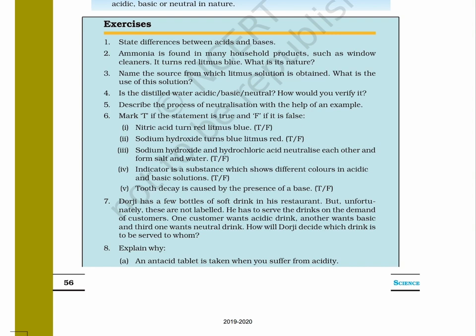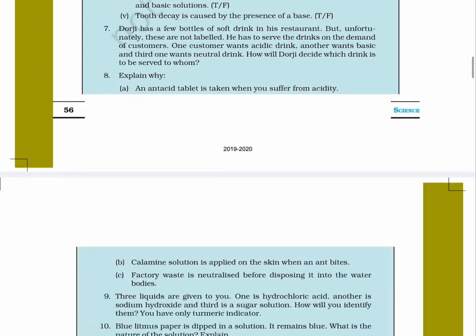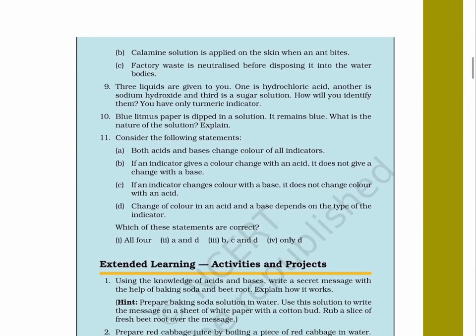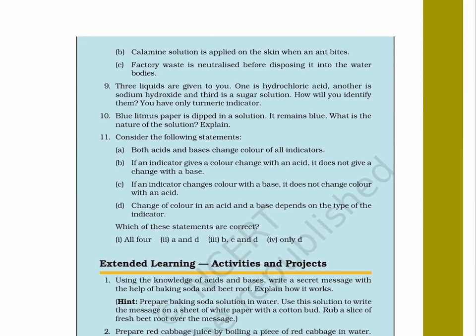8. Explain why. A. An antacid tablet is taken when you suffer from acidity. Page 57. B. Calamine solution is applied on the skin when an ant bites. C. Factory waste is neutralized before disposing it into the water bodies.